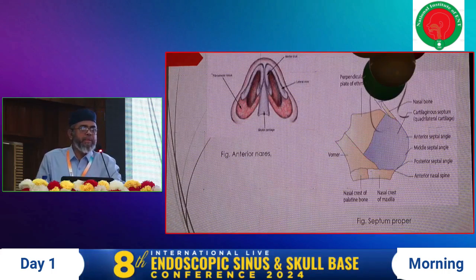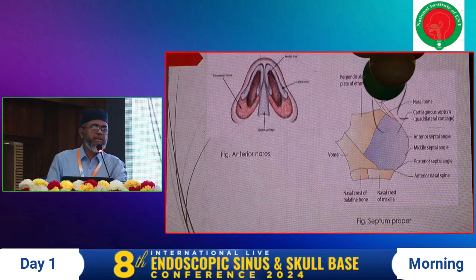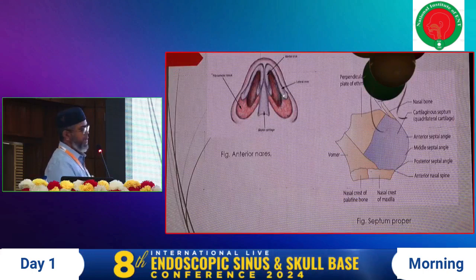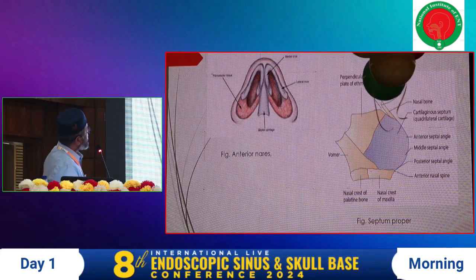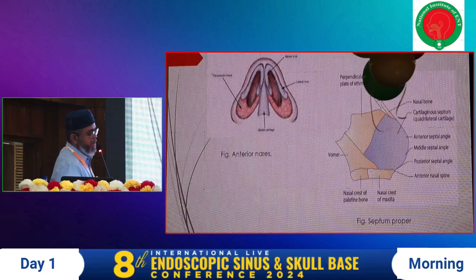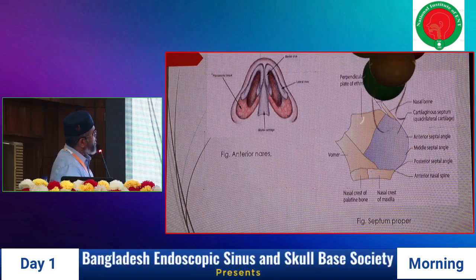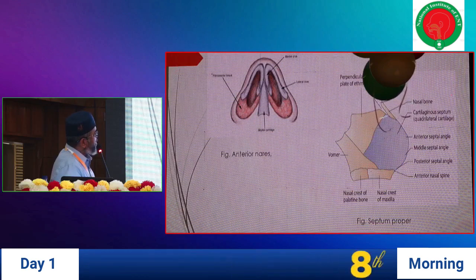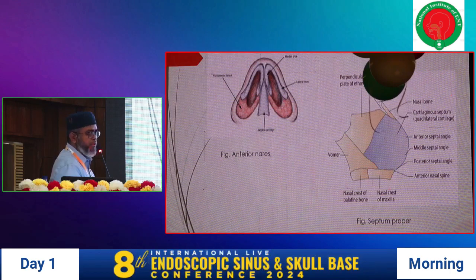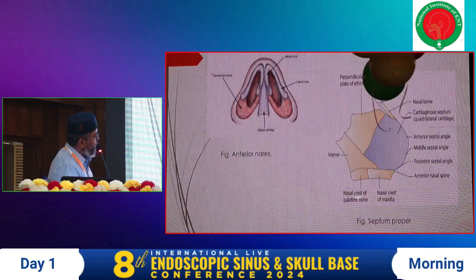Here is the picture of the anterior nares. As you see, this is the cartilaginous septum, and here are the medial and lateral crus, which are formed by the upper lateral cartilage. And this picture is the lateral wall of the septum of the nose, which is mainly formed superiorly by the perpendicular plate of ethmoid and inferiorly by the vomer, and some minor contribution from the nasal bone, nasal process of the ethmoid bone, and below from the nasal crest of palatine bone and nasal crest of maxilla. And this is the quadrangular cartilage.